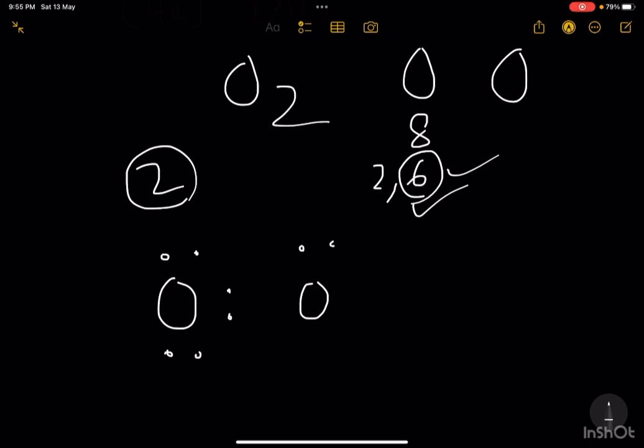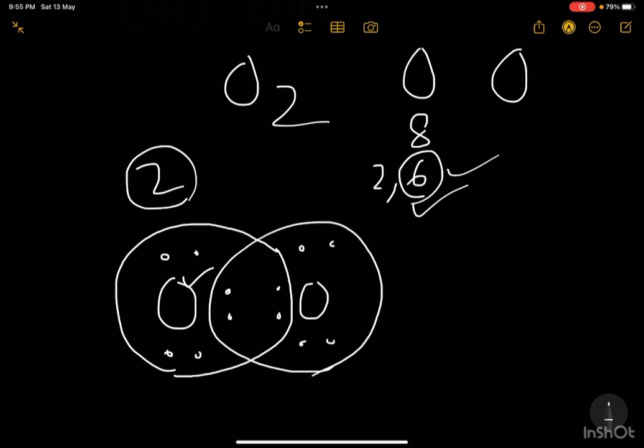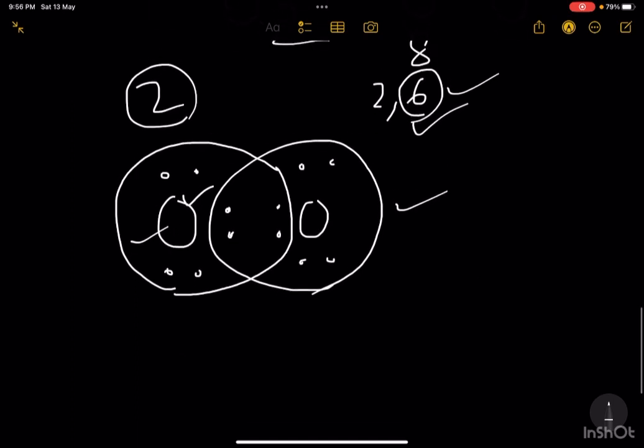It has also 6 electrons. You see, this oxygen needs 2 electrons. So these 2 electrons should be retained in front of this oxygen, and this oxygen also needs 2 electrons. So these 2 electrons of this oxygen will form bonds with this oxygen. Now you see, this is the Lewis dot structure of O2.